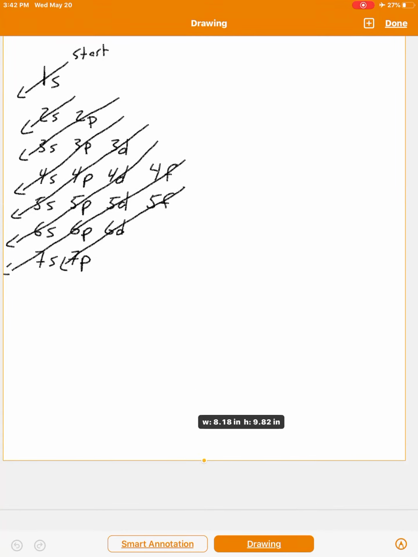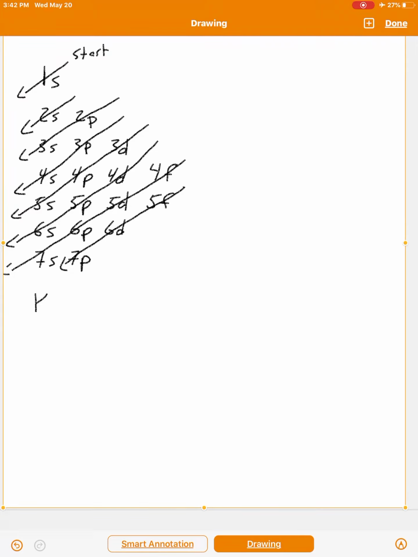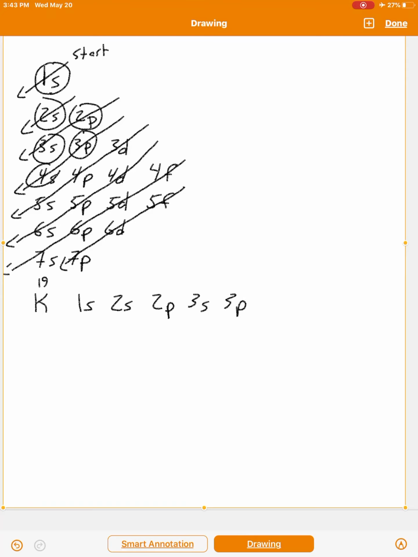So what I mean by that is, let's pick an element like potassium. Potassium is element number 19, which means that it has 19 electrons. So I'm going to start by putting in the electrons in the 1s orbital. I know I have 19 electrons, so it's 1s, then 2s, then 2p, then 3s, then 3p, then 4s. And I'm going to stop right there because I know that potassium has 19 electrons, and we won't need to go beyond the 4s.